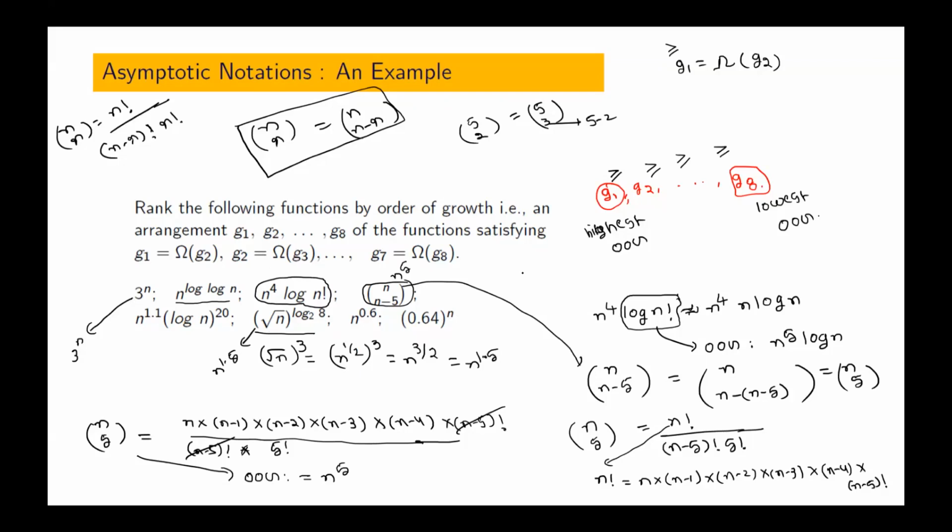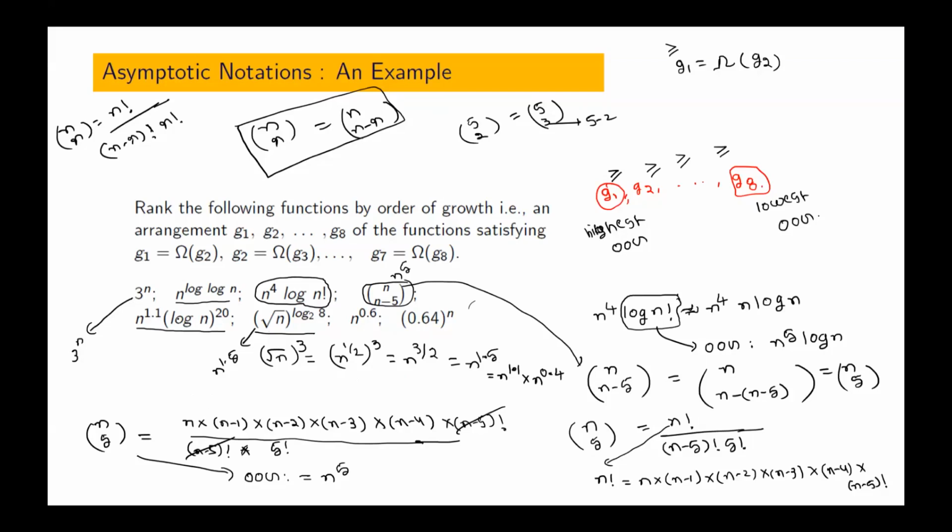Now you look at all, and we will start from the lowest. Out of this, which is lowest? Definitely n power 5 is not, 3 power n is not lowest, n power n log n also not lowest, because there is something smaller, n power 5. Here also n power 4, this is also not lowest. What about this? This is n power 1.5. This is n power 1.1 into log n whole power 20. Out of this, which is smaller? We can write n power 1.5 as n power 1.1 into n power 0.4.